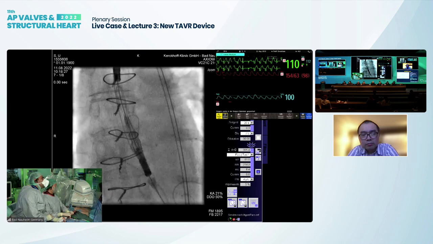The valve didn't move, right? No, the valve didn't move, so yeah. I assume that the position is good.